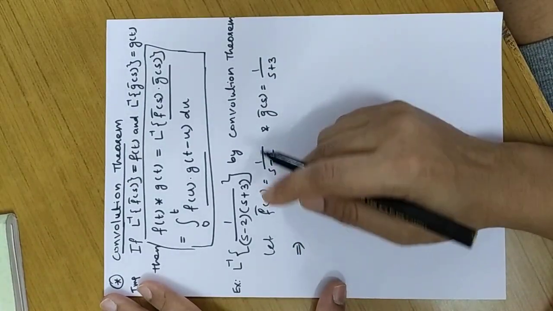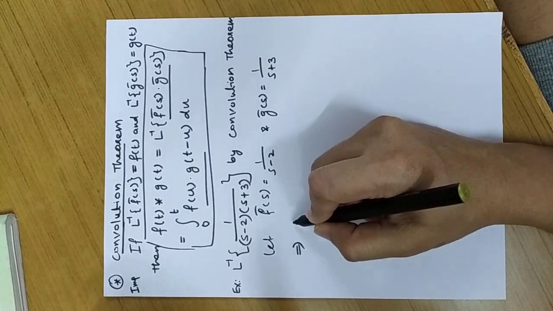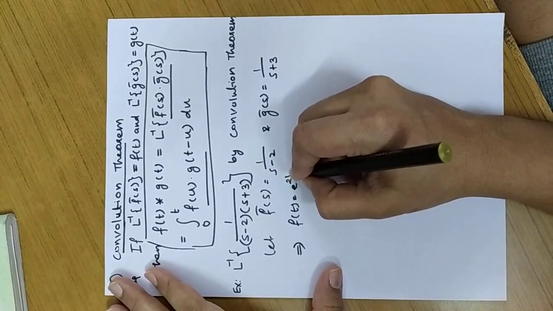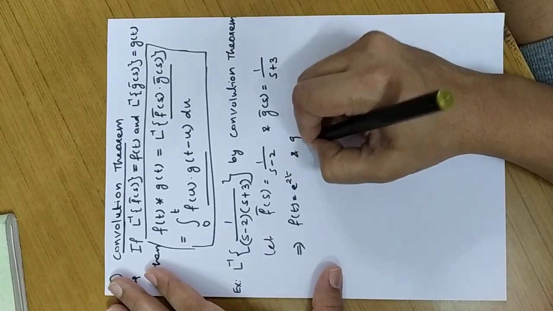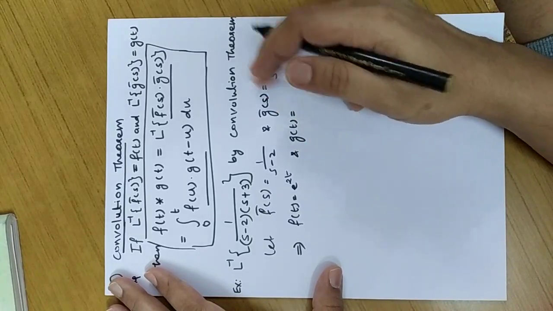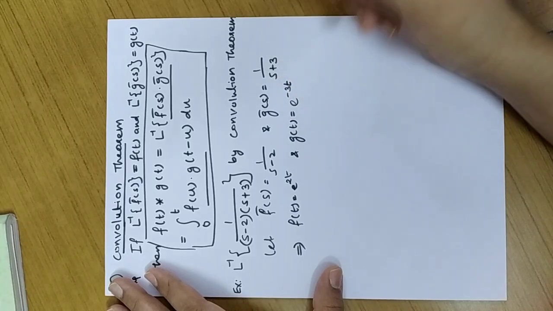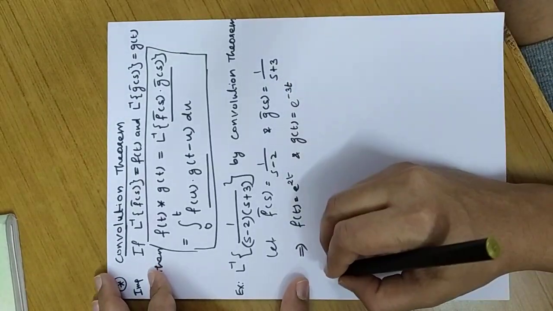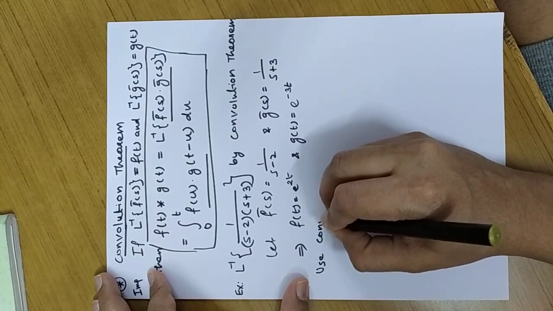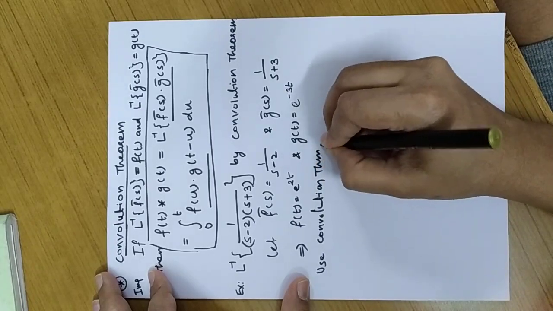What is f of t? If f bar s is this, then the inverse Laplace of f bar s is f of t. So f of t is e raised to 2t. And g of t is equal to the inverse Laplace of g bar s, meaning the inverse Laplace of this function, e raised to minus 3t. Now we will use the convolution theorem.